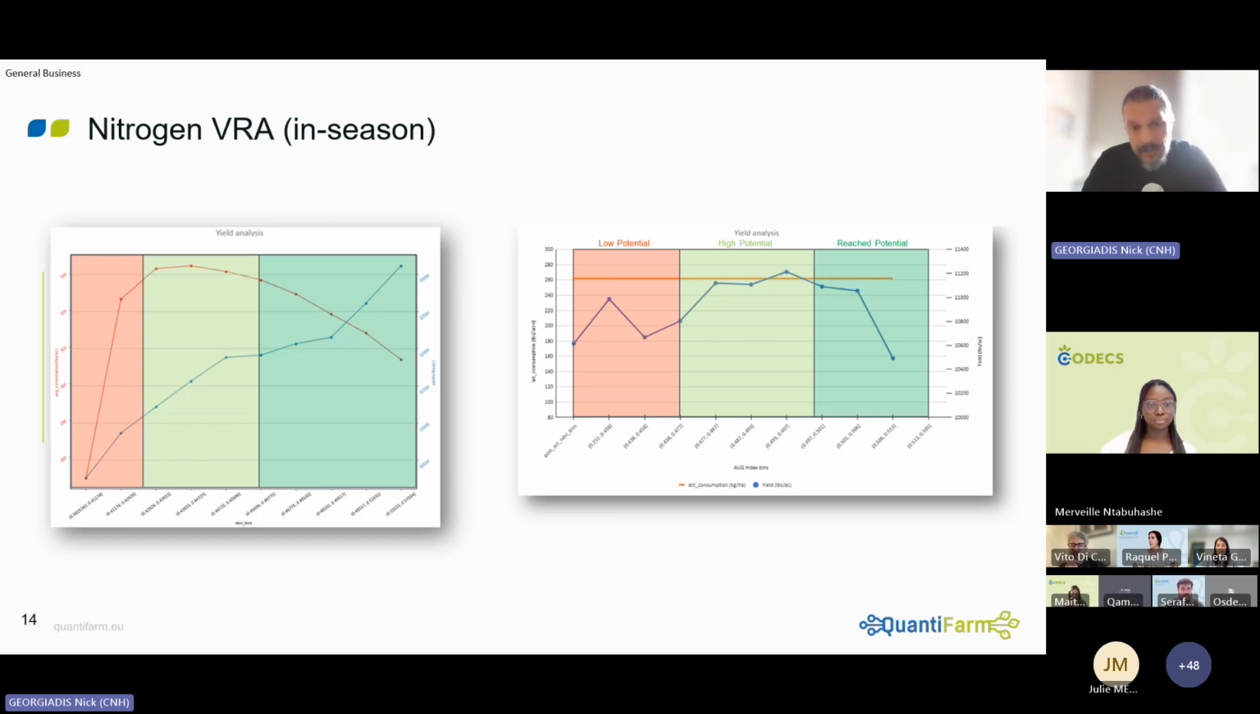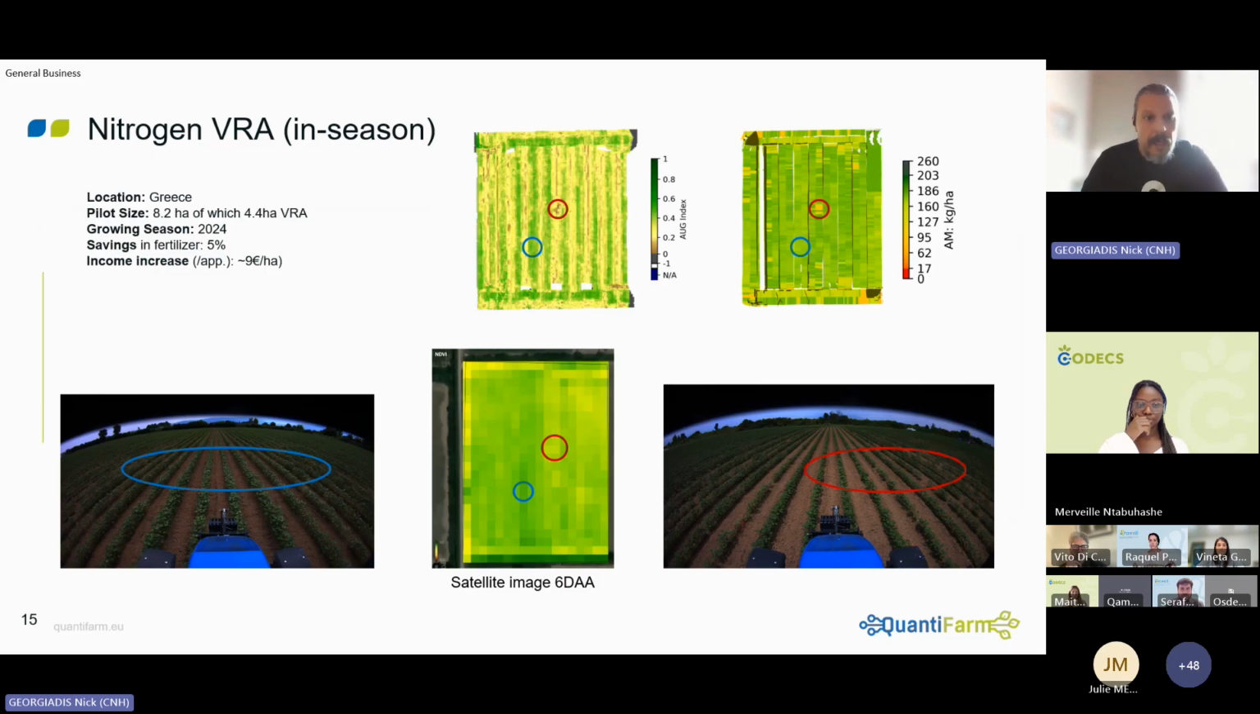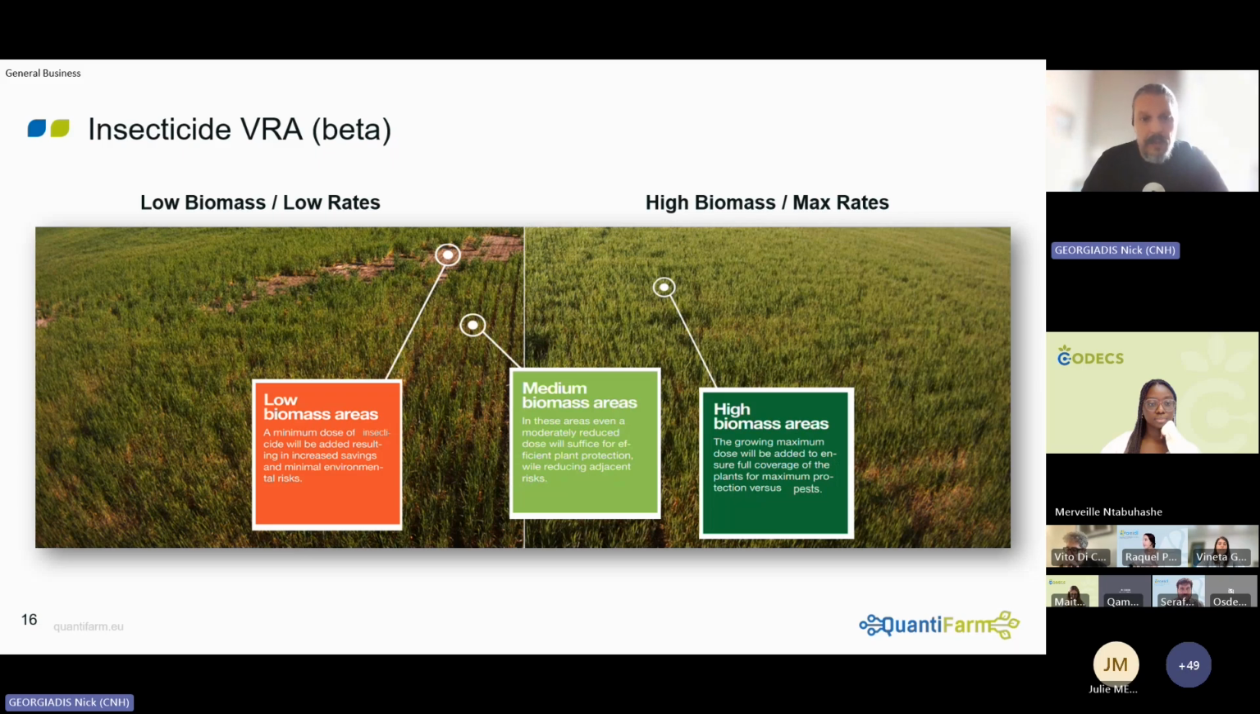Here you see the flat rate application, the standard application that all the farmers do, which has differences in the yield. This is a good case that we had from the northern Greece application in nitrogen. As you can see here, we have the vegetation index and the application maps that have been applied in real time, and we got some savings in the fertilizer of 5%, which was a reduced cost of 9 euros per hectare.